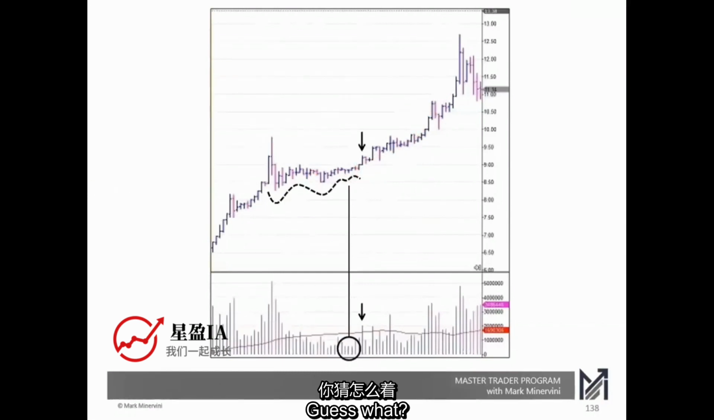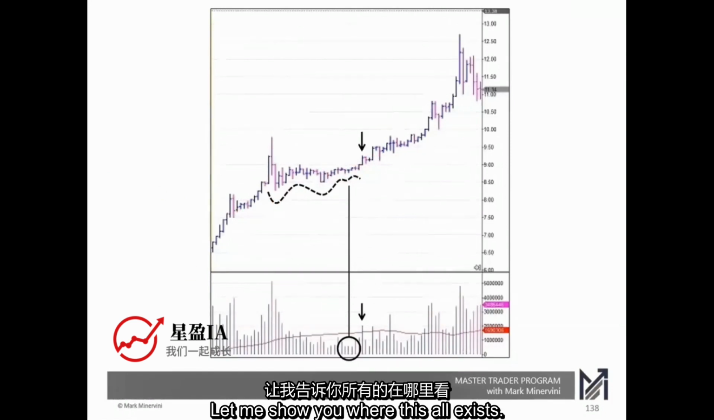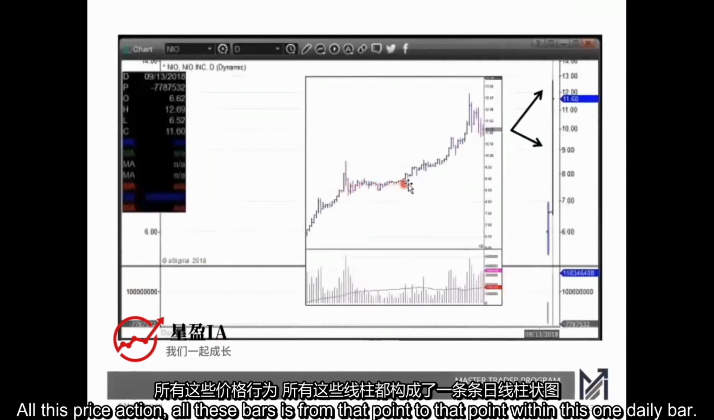So guess what? This chart right here is an intraday chart. These are, I believe, 1 minute or 5 minute bars. And let me show you where this all exists. All this price action, all these bars is from that point to that point within this one daily bar.